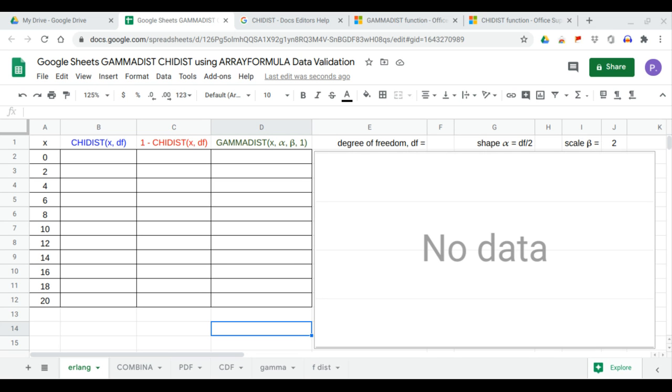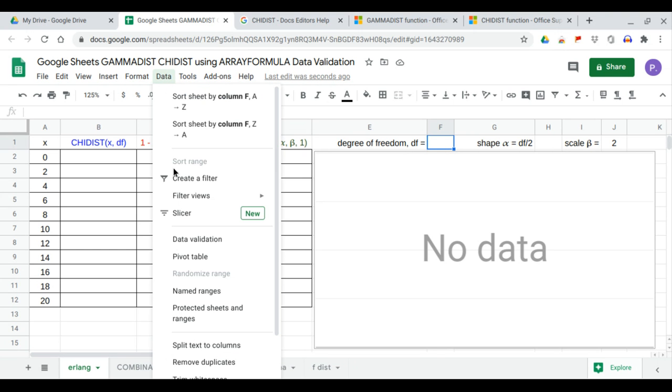In this video, we will generate the dataset and trend line of CHIDIST, 1 minus CHIDIST, and GAMMADIST. In this, GAMMADIST will be the cumulative distribution function because the last argument is 1. And CHIDIST are related to GAMMADIST provided that alpha is degree of freedom over 2 and scale beta equals 2.